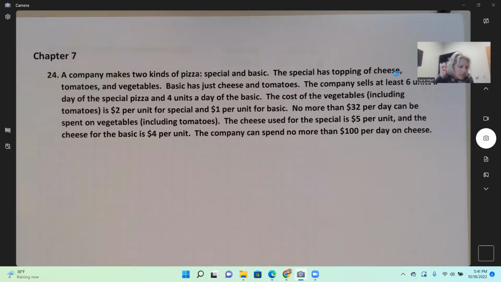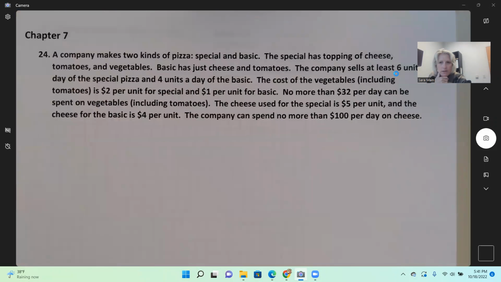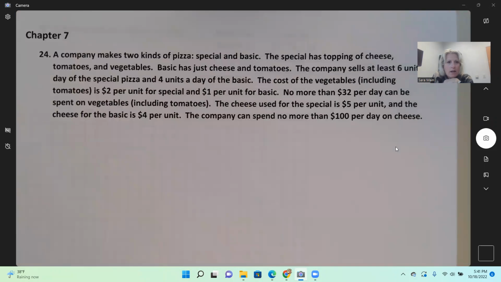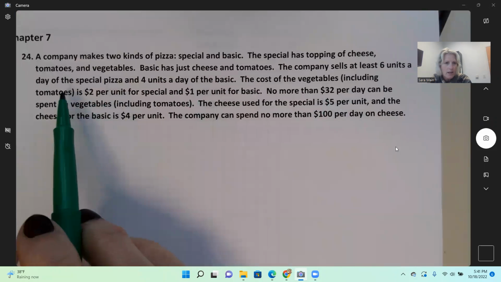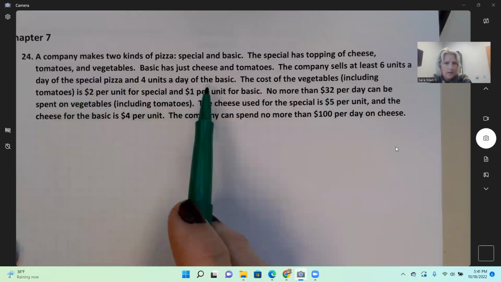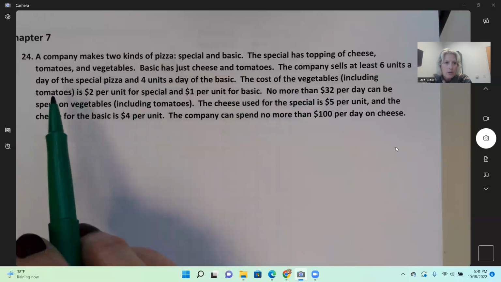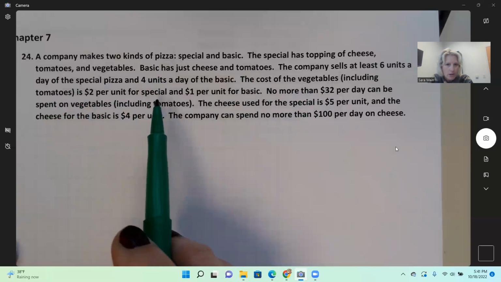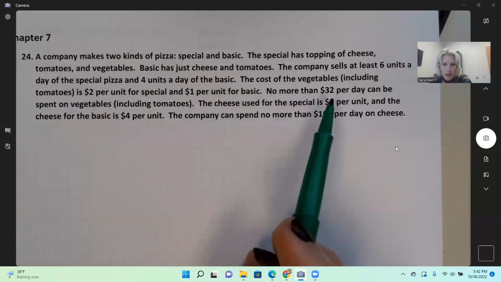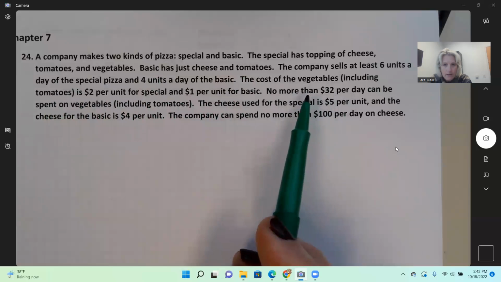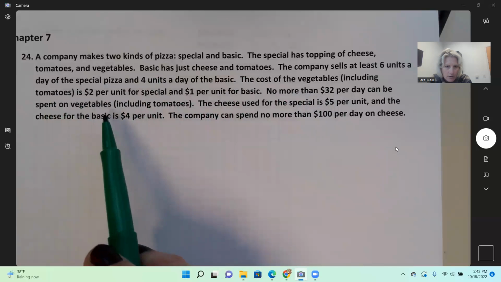It says, a company makes two kinds of pizza, special and basic. The special has toppings of cheese, tomatoes, and vegetables. Basic has just cheese and tomatoes. The company sells at least 6 units a day of the special pizza and 4 units a day of the basic. The cost of the vegetables, including tomatoes, is $2 per unit for special and $1 per unit for basic. No more than $32 per day can be spent on vegetables.